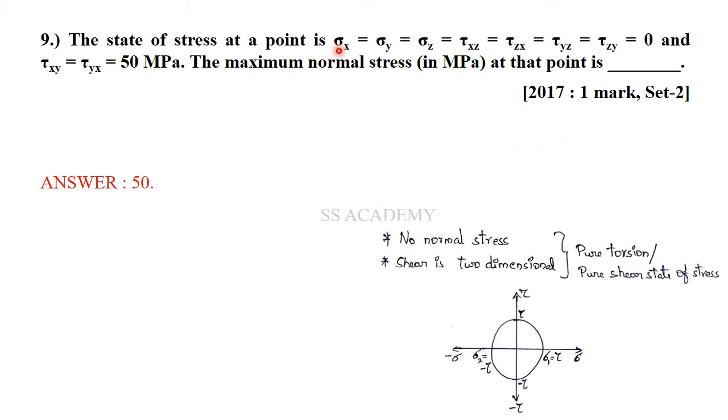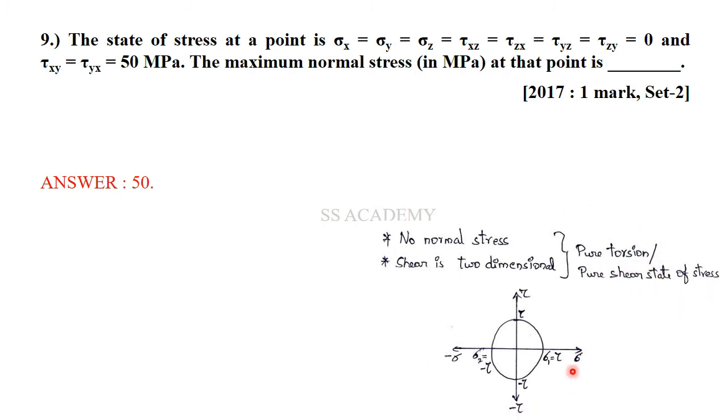Okay, here you can see these values are 0, which shows that there are no normal stresses and the stress in z direction is 0. So it completely comes out to be a pure shear state of stress condition. No normal stress, and shear is two-dimensional. So it is a pure torsion or pure shear state of stress condition.